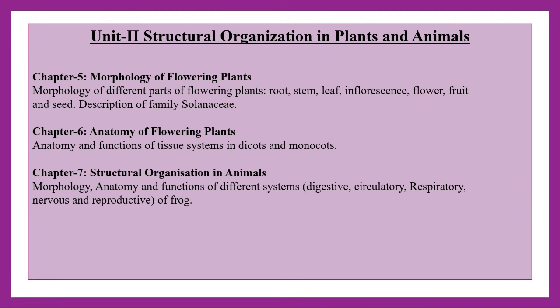Chapter 7, Structural Organization in Animals. This chapter introduces the internal structure of animals. You will study animal tissues like epithelial, connective, muscular, and nervous tissue and understand how each type helps animal function. We will also explore the morphology and anatomy of the frog.